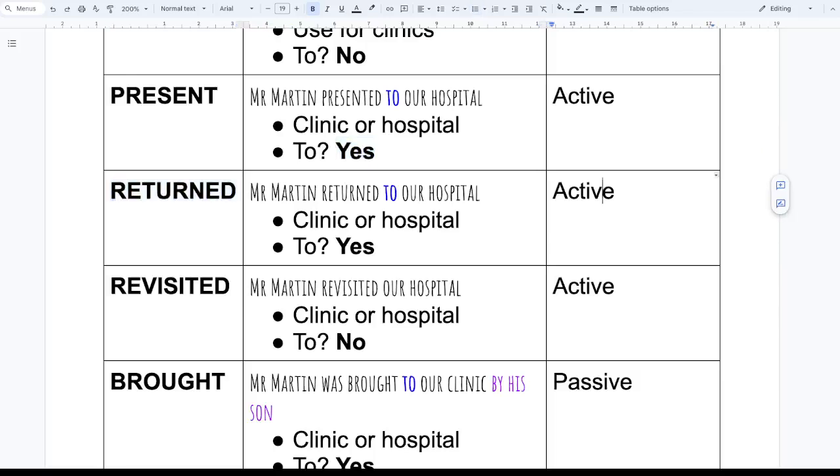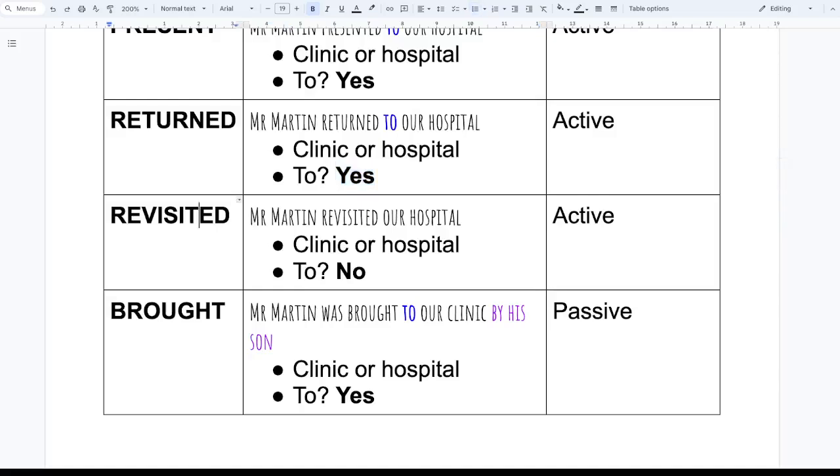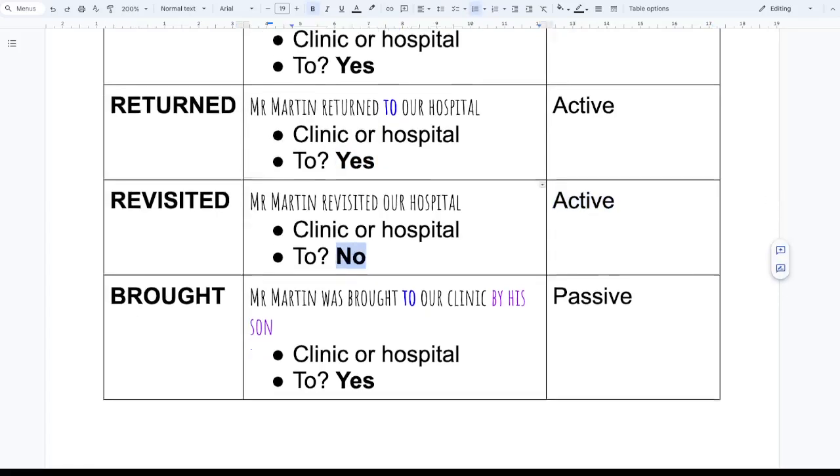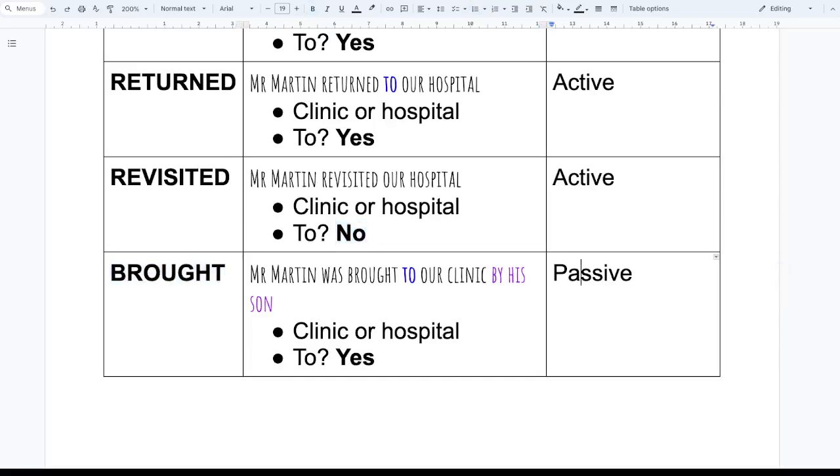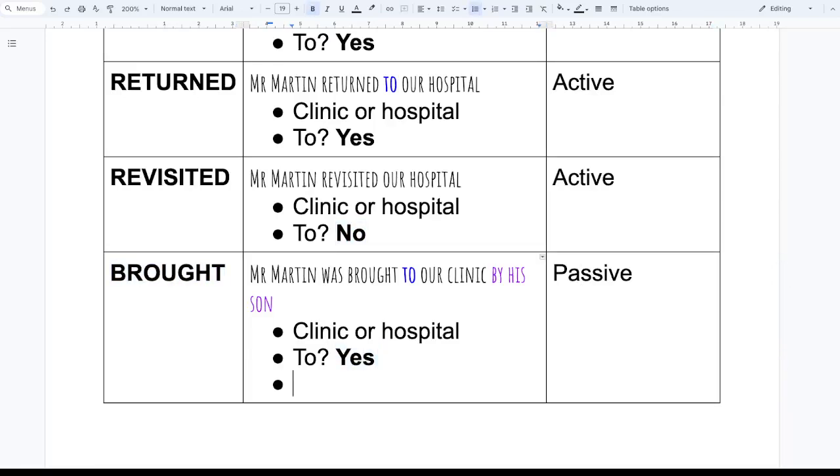Returned, active, to, yes. Revisited, active, no to. Brought, passive, you can use to, and if you want, you can also say by his plus subject. Okay.